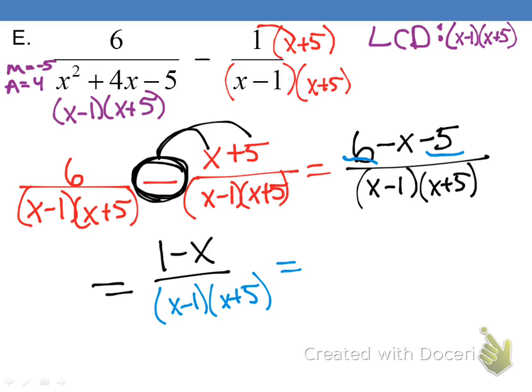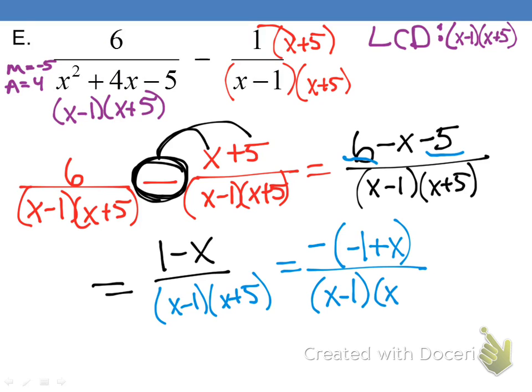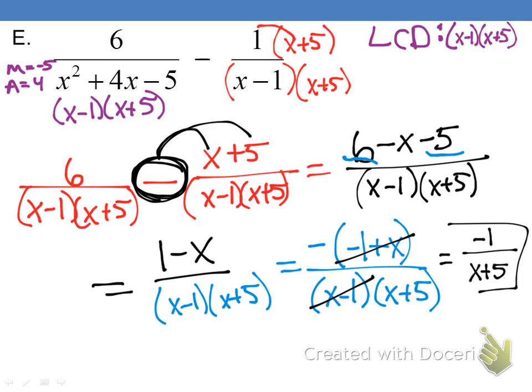If I take out a -1 on the top, I am left with -1 plus x, which is the exact same thing as what? X minus 1. Everybody see that? Boom, boom. So I am left with -1 on the top and then x plus 5 on the bottom.